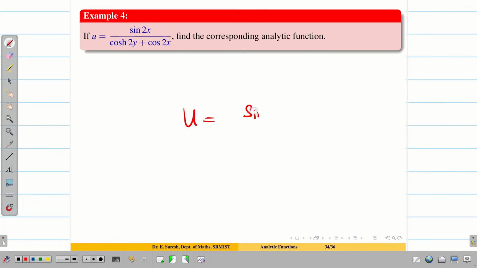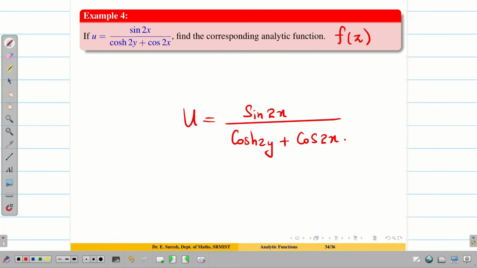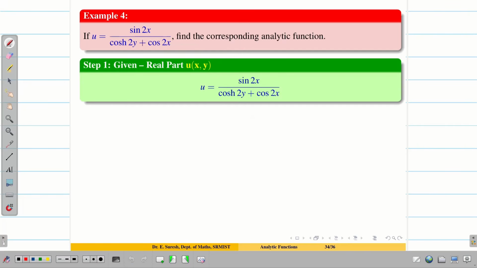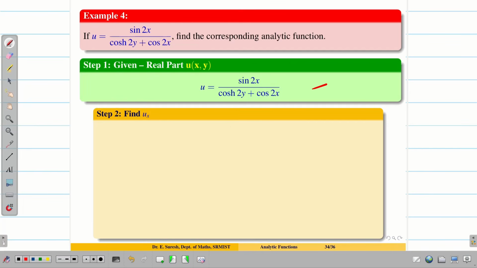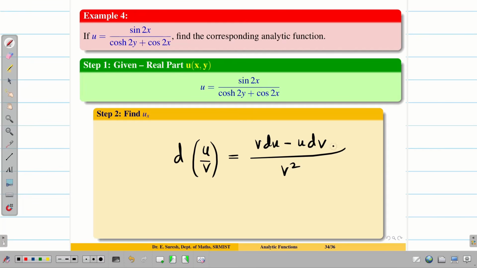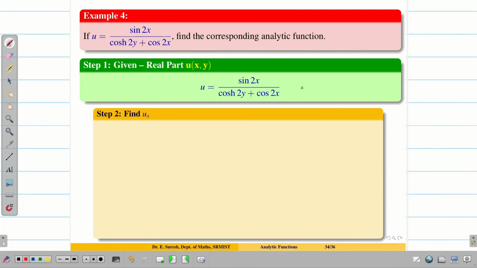Given u is equal to sin 2x divided by cosh 2y plus cos 2x. We have to find the corresponding analytic function f of z. As usual, step 1: we identify the given function is the real part u. Now we have to find the partial derivatives, that is ux and uy. We have to recall the formula. Differentiation of u by v is equal to, denominator v square, numerator v du minus u dv, the quotient rule. Okay, now let us consider this as v and this as u.